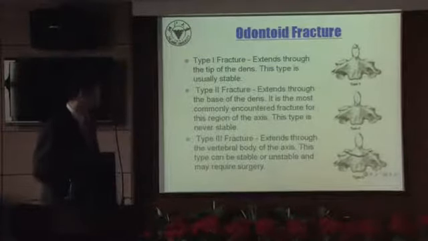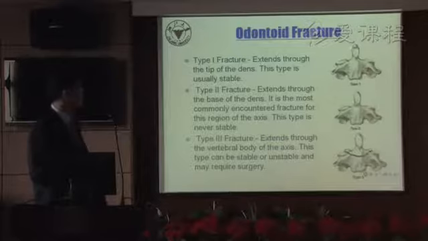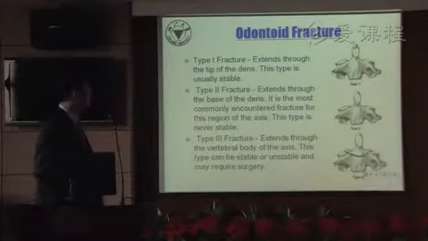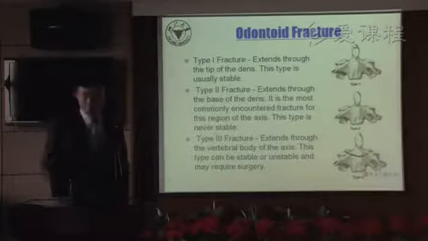Type 1 fracture. It runs through the tip of the dens. Type 1 is usually stable. Type 2 fracture. It runs through the base of the dens. Type 2 is the most commonly encountered fracture of the axis region. This type is never stable.